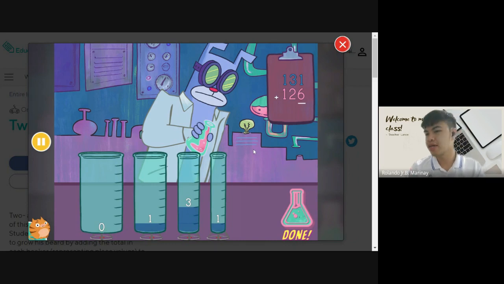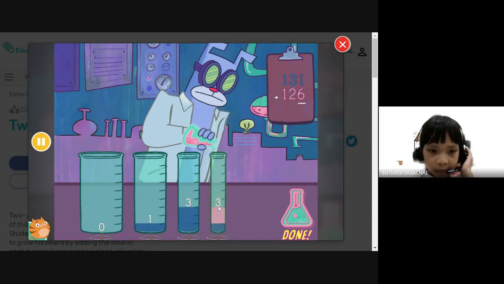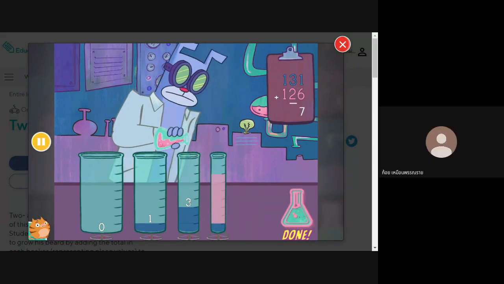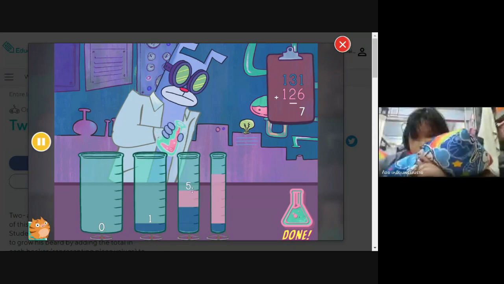Okay, so what we're going to do is to add. Start from the right! Fill the beaker by dragging the liquid up. For example, 1 plus 6 equals 7. Start from the right. Fill the beaker by dragging the liquid up. 7. Next, 3 plus 2 is 5. So we're going to drag it to 5.